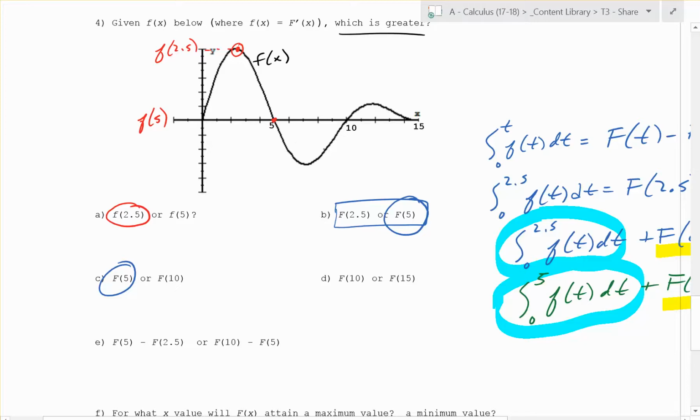Okay, so what about 10 or 15? Well, 15 is the same as 10, except it's adding in this amount. It's adding in that amount. So which one's going to be bigger? F of 15 is going to be bigger.